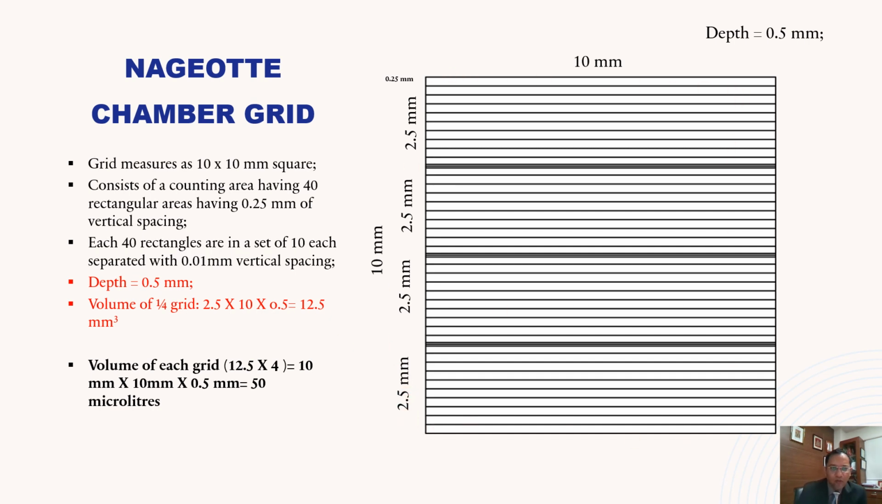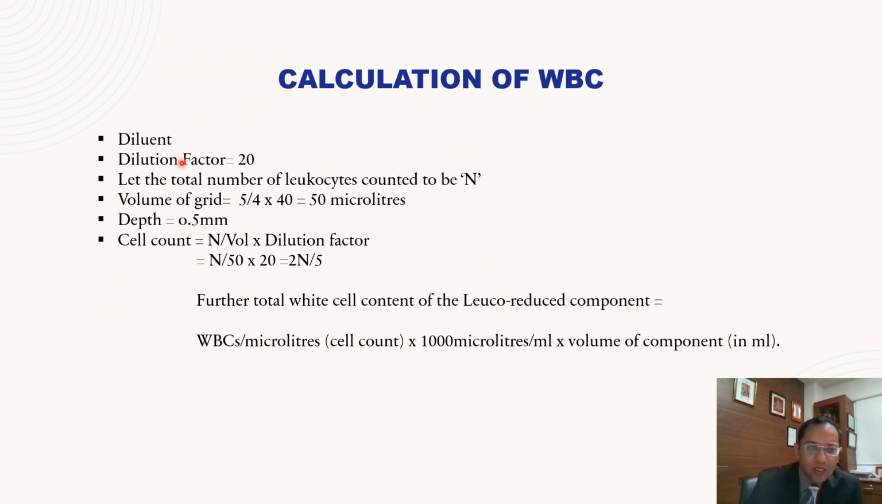So once you have the volume, you can further calculate the WBC. The diluent that you can use is any WBC diluting fluid. You can use Turk's fluid also. The dilution factor we have kept the same as we used in the improved Neubauer chamber calculation, which is 20. So suppose we have to calculate the total number of leukocyte count, which is N. The volume of the grid will be 50 microliter. We have already ascertained that. Depth is 0.5 millimeter. So the cell count is very simple, 2N by 5, that is N into dilution factor upon volume.